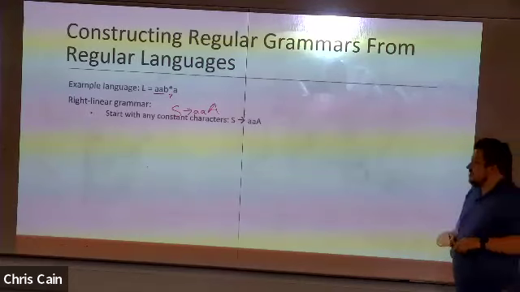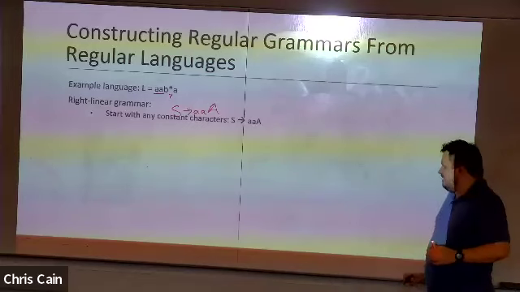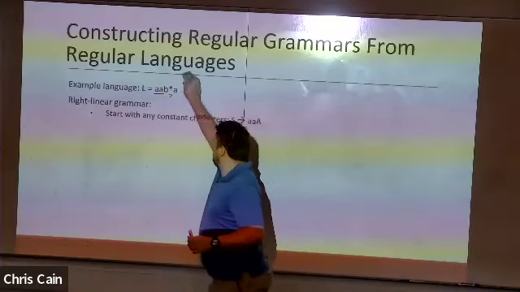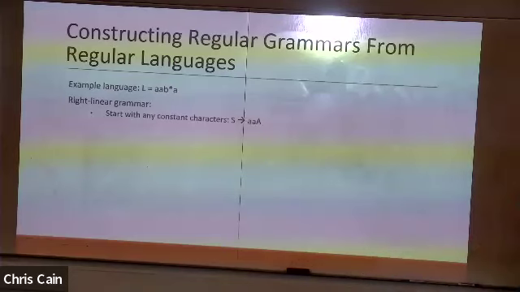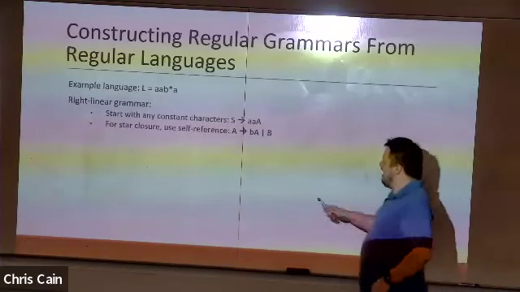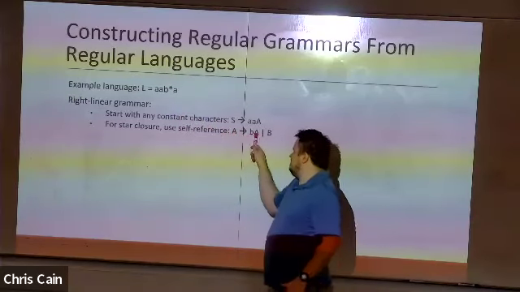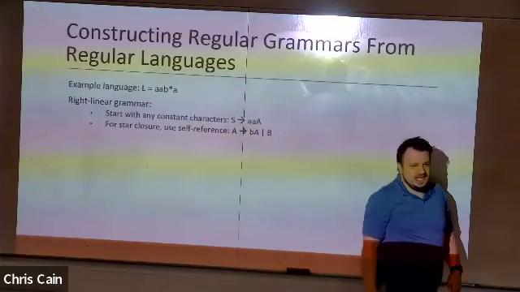For star closure, like B star, we can use the concept of self-reference. What that means is we're going to have a non-terminal that comes back to itself. It's like recursion. So this allows you to say, all right, our A can either have a B and then go back to A, where we can continue to make B's in front of A, B in front of A, B in front of A, looping that as many times as we want to.